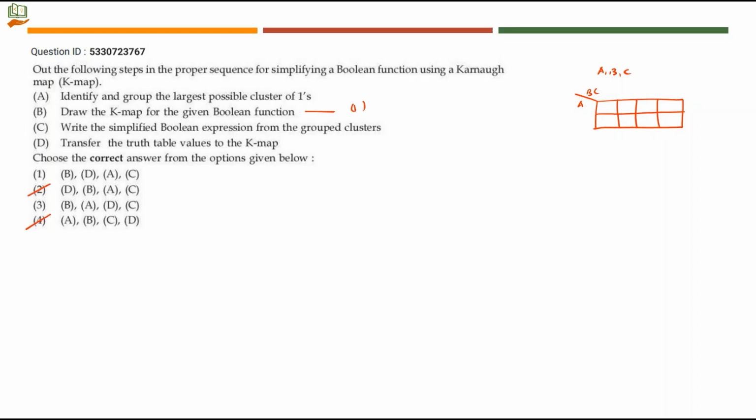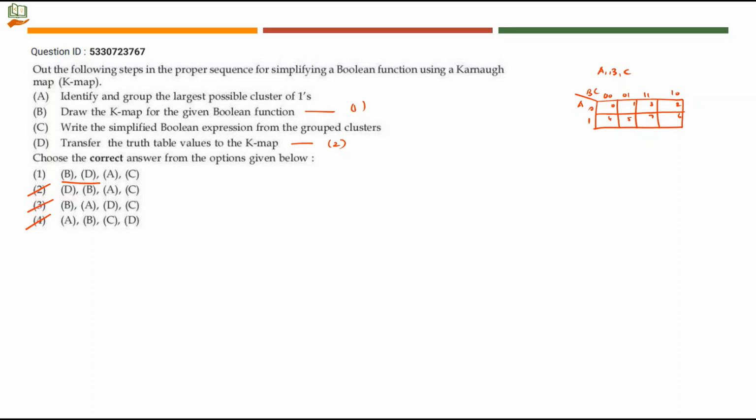After drawing the map, what we will do is we will start filling the values. This is 00, 01, 11, 10. So we have 0 and 1 here. This is 0, this is 1, this is 3, this is 2, this is 4, 5, 7 and 6. What are we actually doing here? We are transferring the truth table values to the K-map. So this will be the second step. B followed by D. We have only in one option, so rule out even 3.